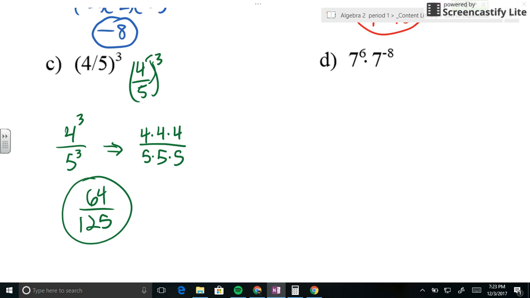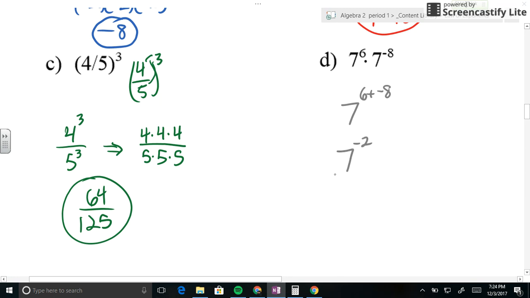The last one of these examples here would be letter D, 7 to the 6th times 7 to the negative 8. When we multiply 7 to the 6th times 7 to the negative 8, we have the same base, so we keep it the same. And we just take the exponents and add them. So 6 plus negative 8 is going to be negative 2.